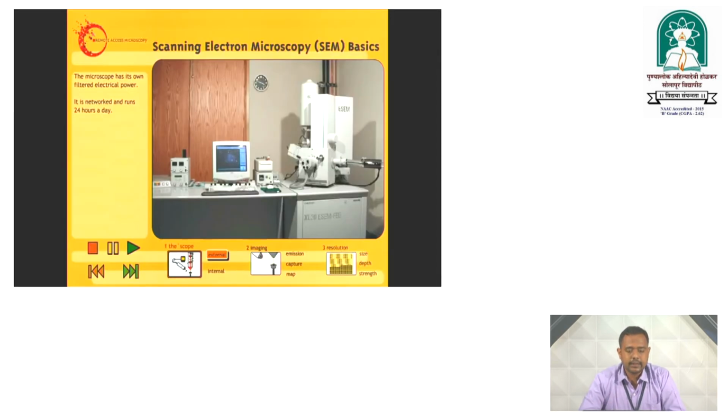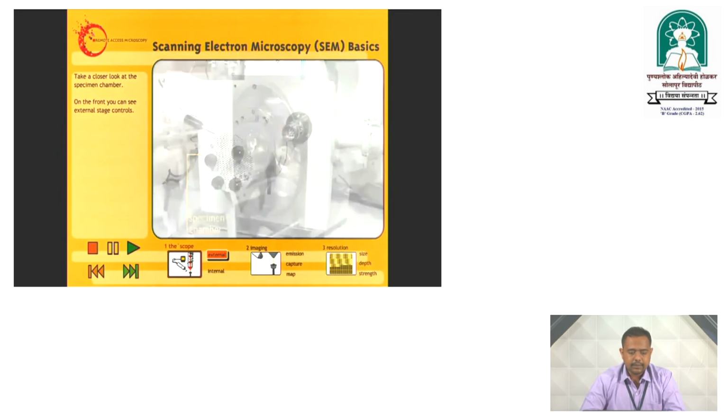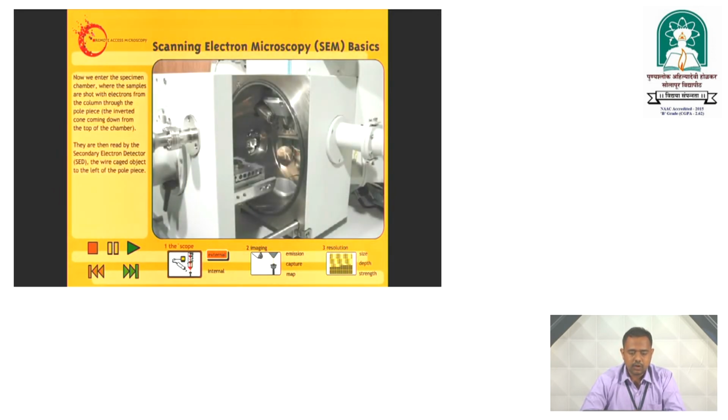So here we can see the setup of the scanning electron microscope. Here at the right hand side we have the Dewar. That Dewar contains nitrogen. Here we have the specimen chamber. Here we can see the specimen chamber. Over here is the sample stage.